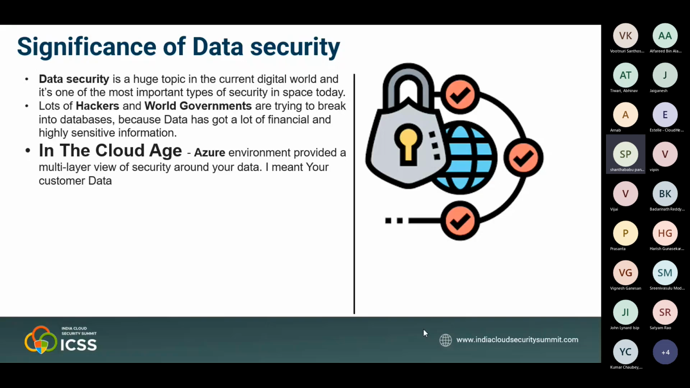Since the data is now available on the cloud, in this cloud age the Azure environment provides a multi-layer view of security around your data, I mean the customer data specifically. When I'm moving my data from my own data center into the cloud, there are a lot of challenges there.